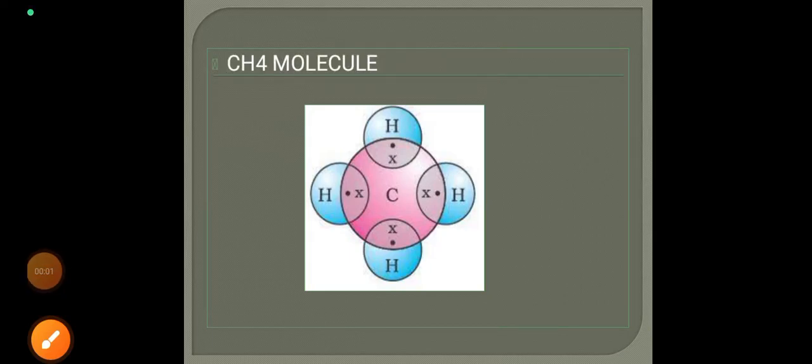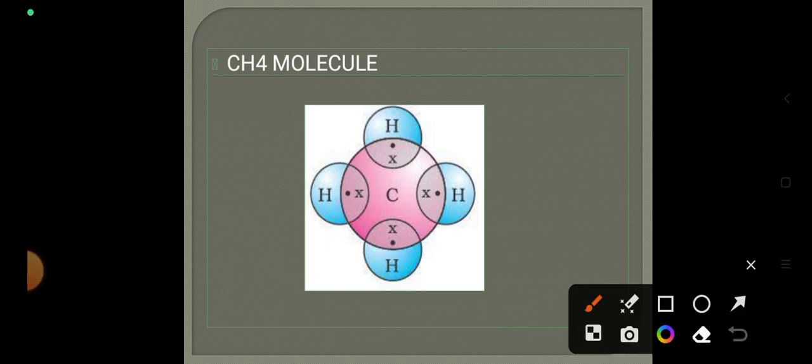Hi guys, today let us learn the electron dot structure for the methane molecule. The methane molecular formula is CH4. As you all know, the atomic number of carbon is 6, and if we distribute the electrons in the K and L shells, there are 2 electrons in the K shell and 4 electrons in the L shell.